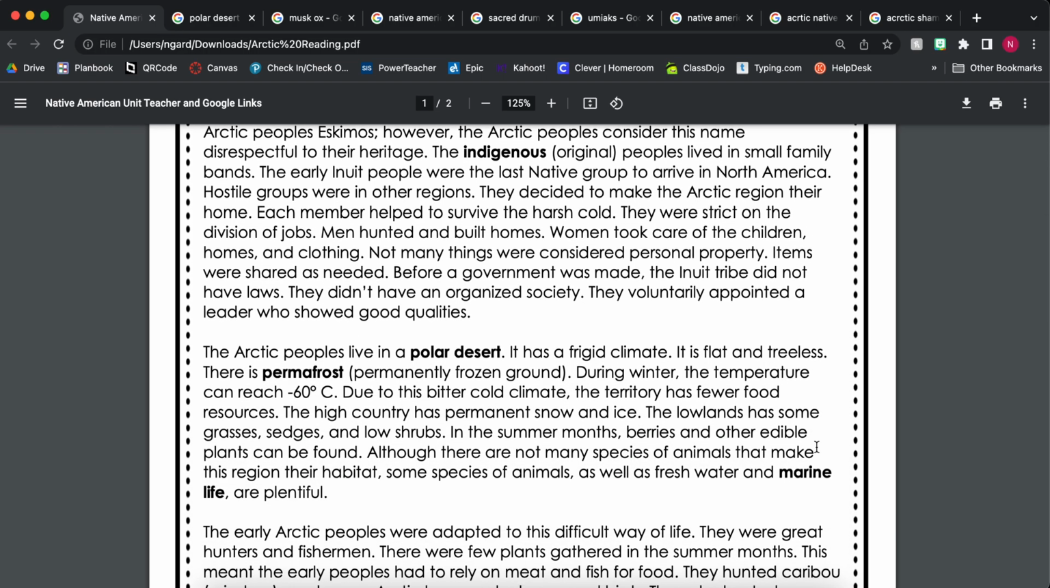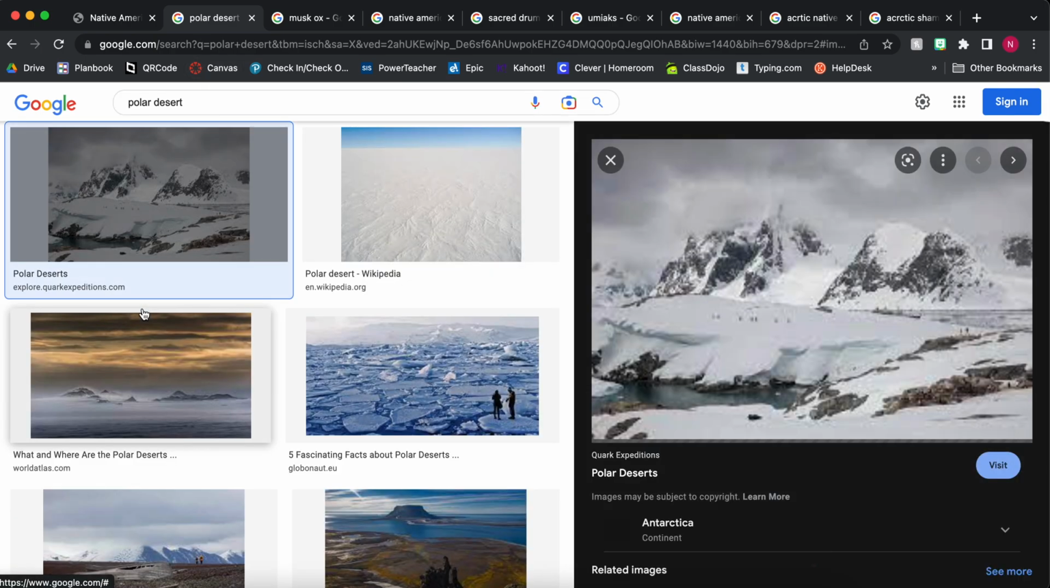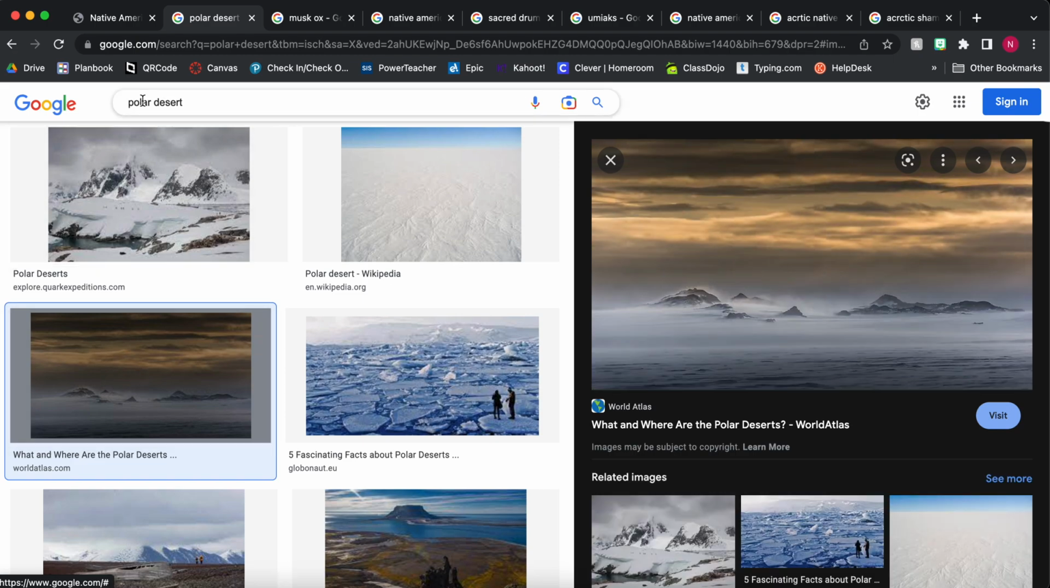The Arctic people live in what is called a polar desert. So it is a frigid climate. Frigid meaning extremely cold. So not like our winters where they get pretty cold. This is the extreme. It's all flat and treeless. When we say polar desert, when you think of a desert, you think of sand and dry and hot and not a lot of plant life or animal life, right? This is the exact same thing, only the opposite side of the temperature scale. There's no trees, there's not a lot of animals living there, there's not a whole lot of things surviving because the climate is so incredibly cold.